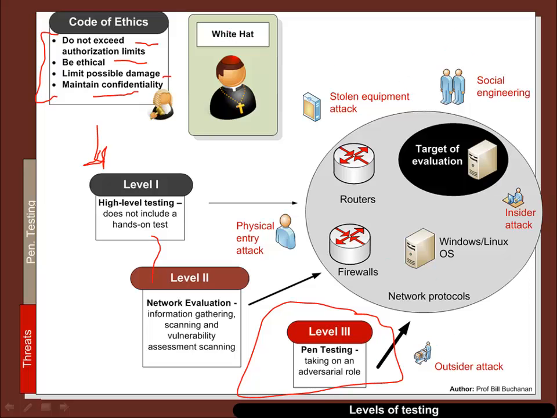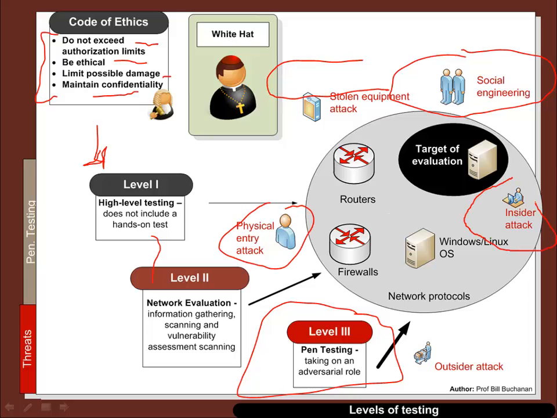Some of the things that the white hat might focus on is social engineering, stolen equipment attack, physical entry attack, and insider attack, and also outsider attacks. And some of the key skills involved include the configuration of routers, firewalls, Windows operating system, network protocols, and so on.